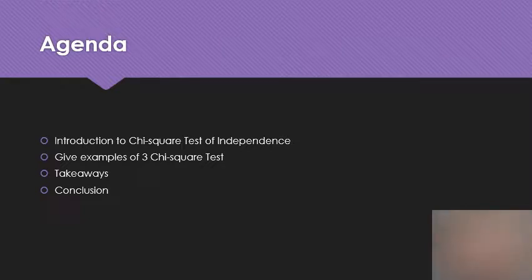The agenda for today includes an introduction to the chi-square test of independence. I'll give 3 examples of the chi-square test. We'll have some takeaways and a conclusion.